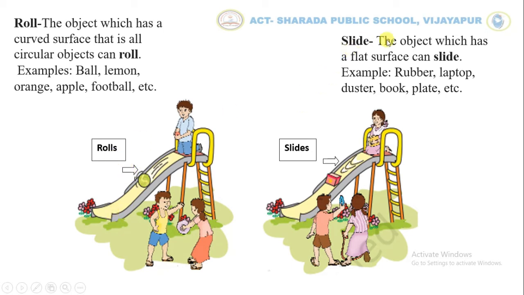Slide: the object which has a flat surface can slide. Examples: wrapper, laptop, duster, book, plate, etc. You can look at the image here. A box which has a flat surface can slide.